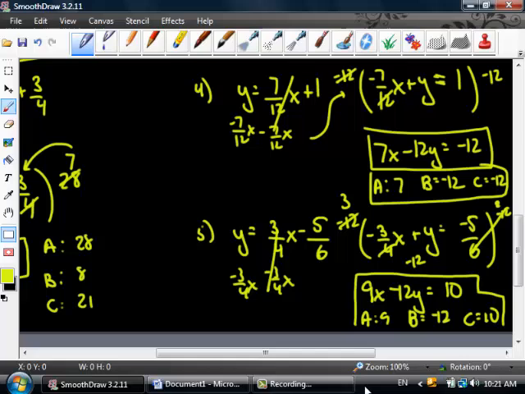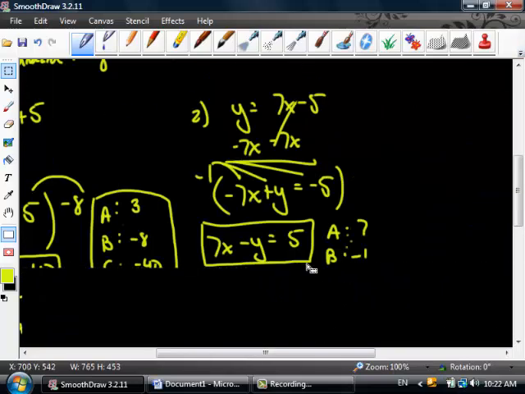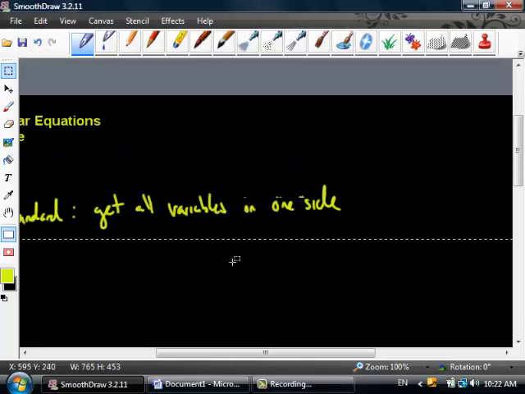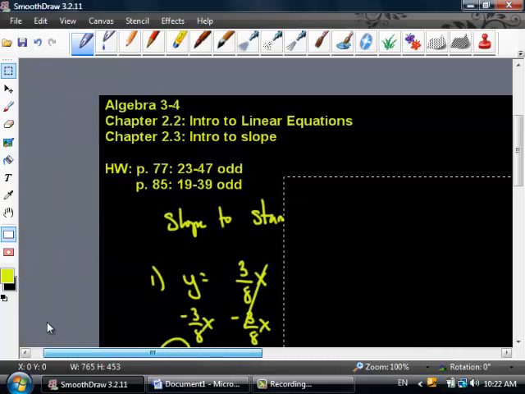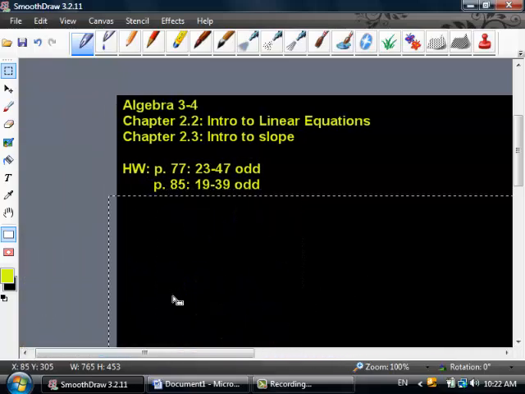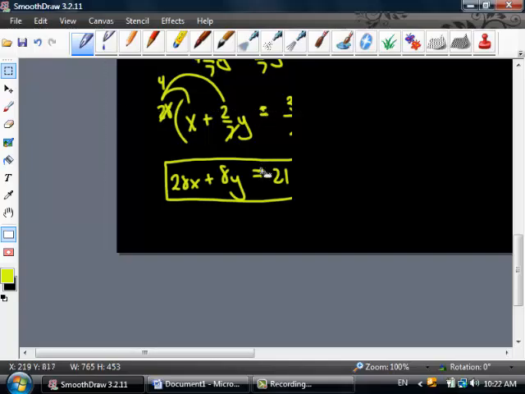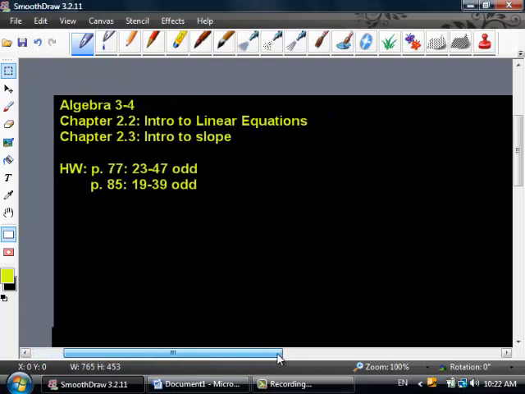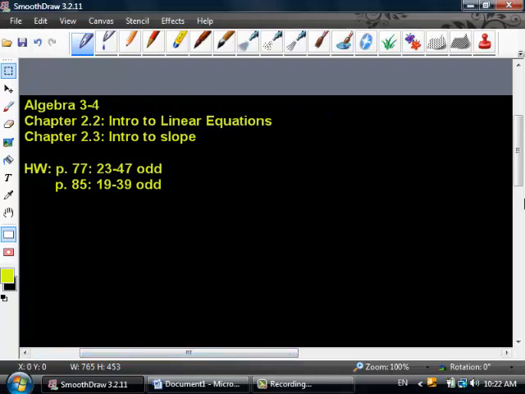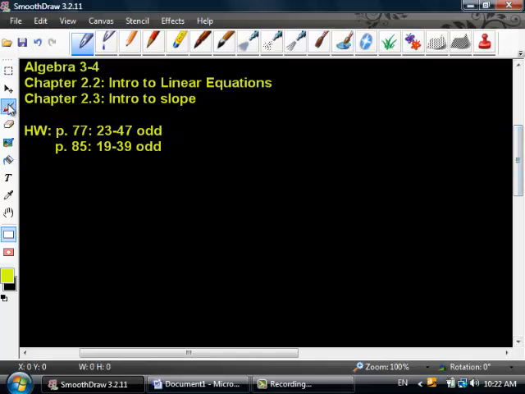Raise your hands if you're 2 for 2. 2 for 2? Okay, good. All right, let's delete some of this stuff. Okay. Oops, crud. All right.